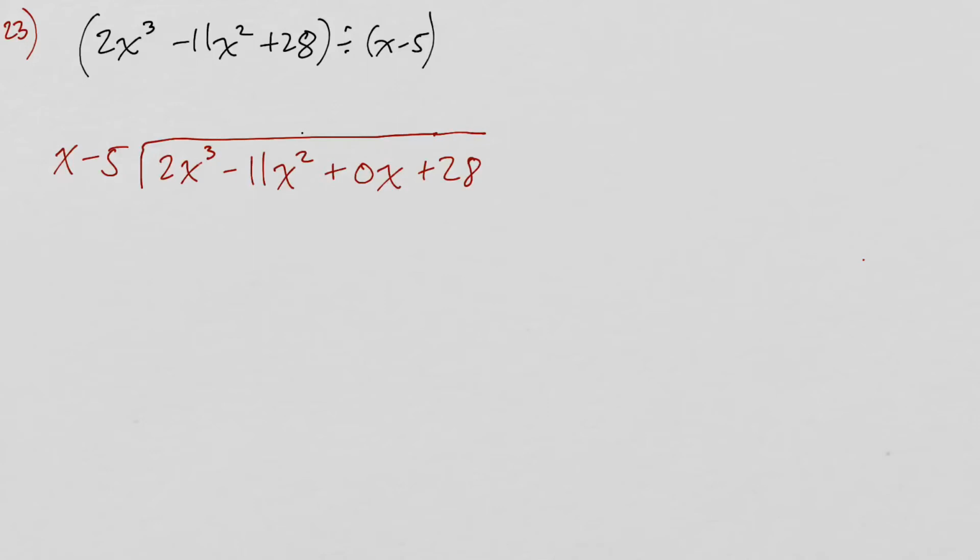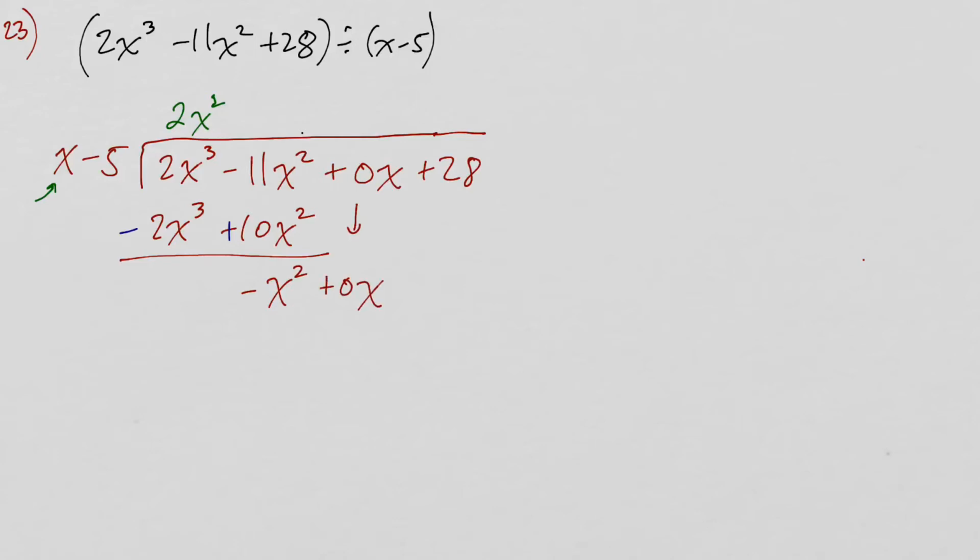Okay, looking at just this first term, we multiply by 2x squared. And we're going to get 2x cubed minus 10x squared. Now that's confusing to subtract, so I'm going to flip the sign of the bottom row and add so I don't make a weird mistake. And I get negative 1x squared. Then I drop down the 0x. Okay, I'm going to multiply by a negative x.